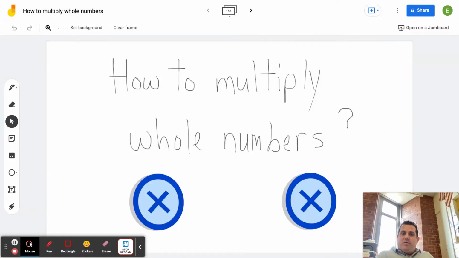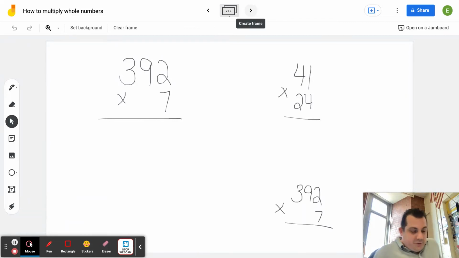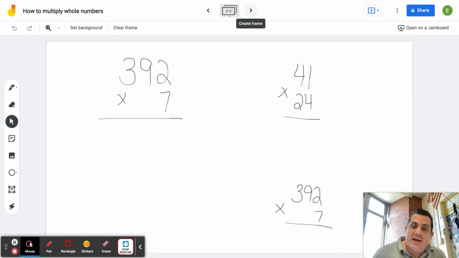Okay, I'm just going to go over how to multiply whole numbers. This is a skill that we have covered in the beginning of the year. So let's take a look at a couple examples of how to multiply whole numbers. Let's start with a 3-digit by a single digit. So we have 392 times 7.